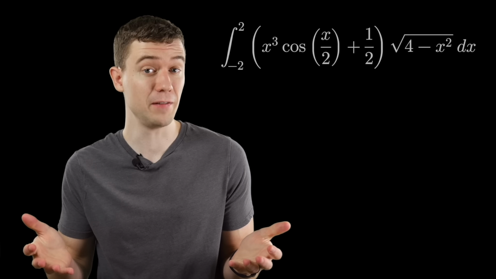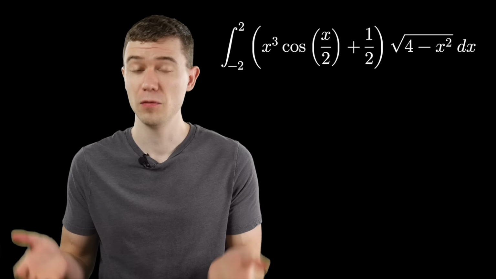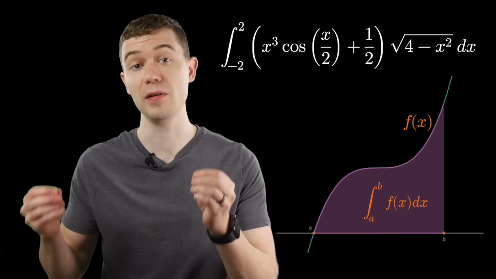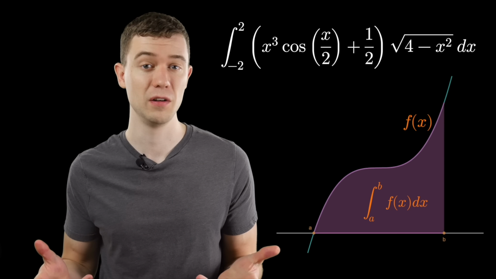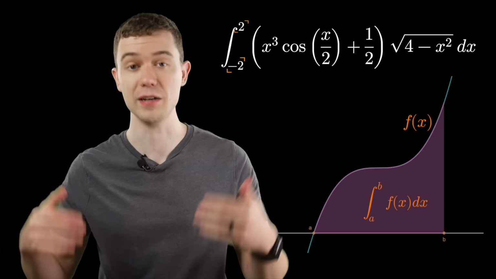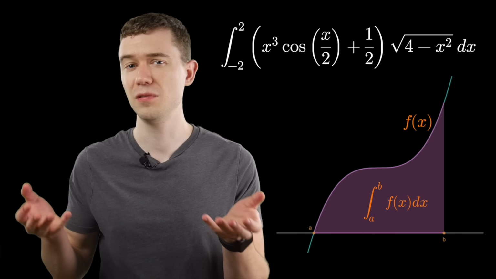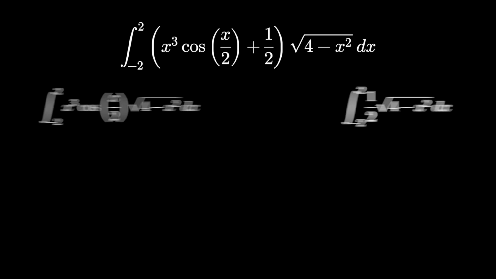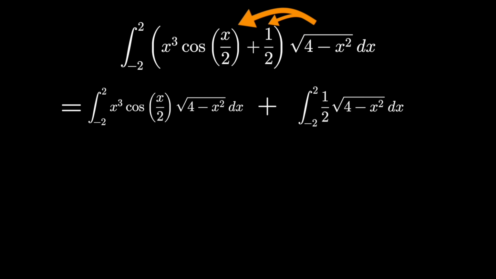So what does this definite integral really represent? Well, definite integrals give us the area under the curve of this function. So we're just interested in the area under this function from -2 to 2. And really, we can think of this as two separate functions if we do this distribution. So what's the area under the curve from -2 to 2 for these two functions?